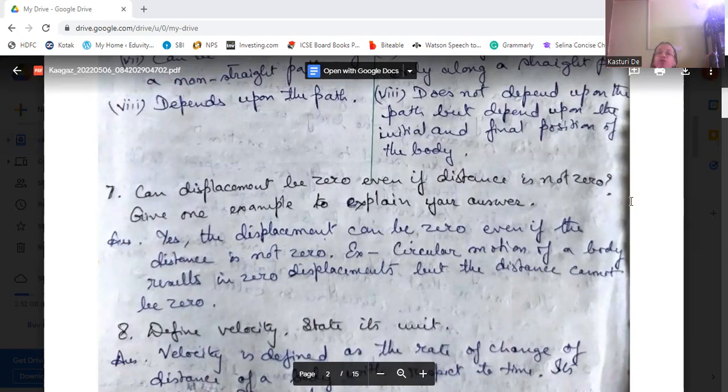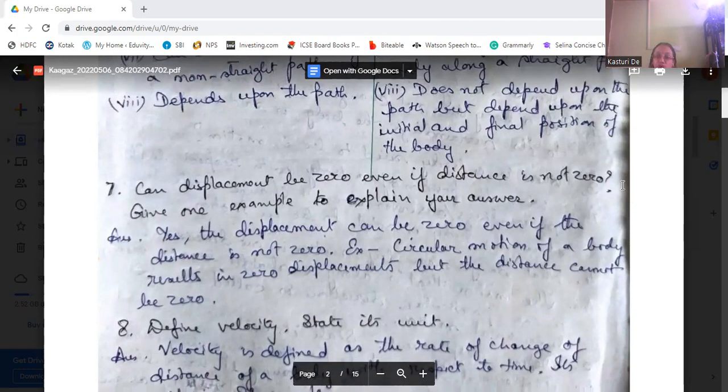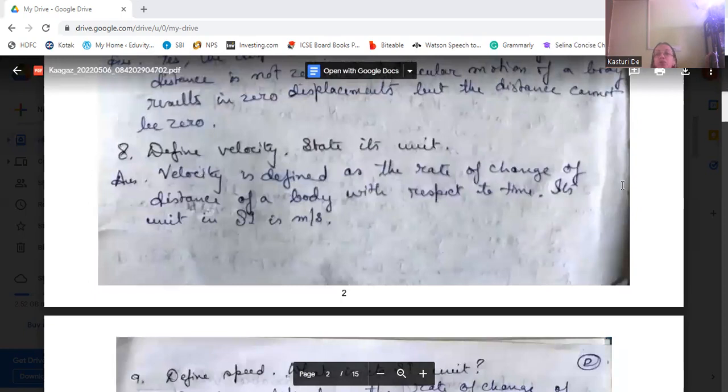Now, define velocity, state its unit. Velocity is defined as the rate of change of displacement of a body with respect to time. Its SI unit is meter per second.